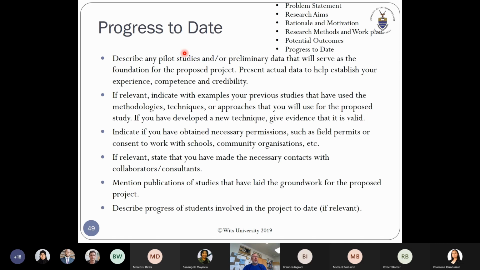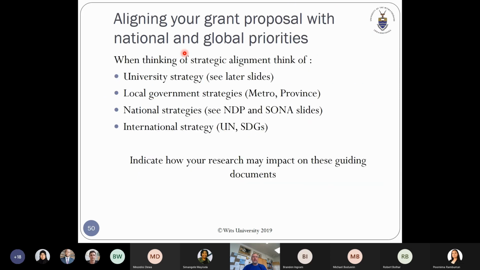Progress to date, I won't say much more about this. This is the pilot study, and it's good to put in. Some people say I shouldn't, I don't want the pilot study mentioned because they might not fund me because I've already done the pilot study. No. The pilot study gives me a sense that this is doable research, and the plan is really good because it's already functioning. I think it's really good.